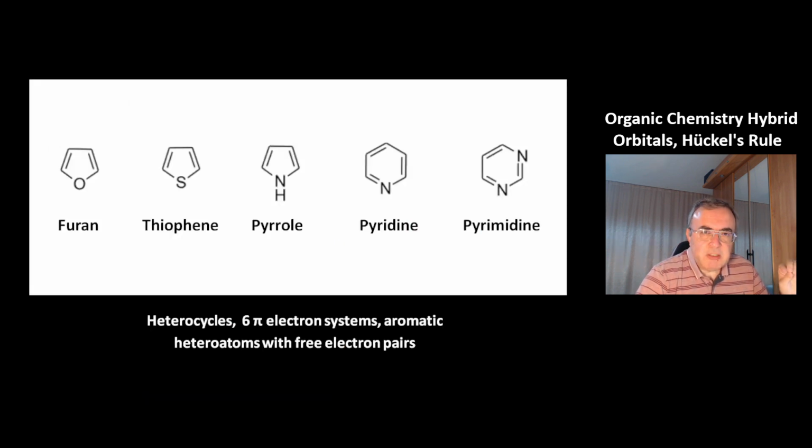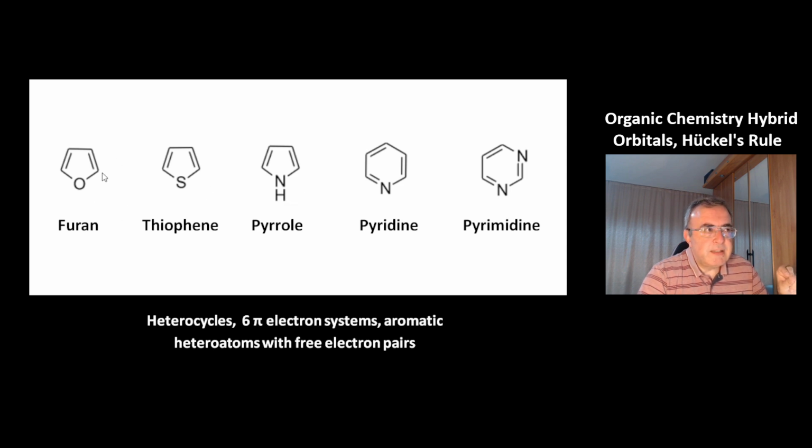The ring atoms don't have to be carbon, they can be other atoms. And these kinds of compounds are called heterocycles. Here are a few examples. That's furan with oxygen in the ring, thiophene with sulfur in the ring, pyrrole with an NH group in the ring.